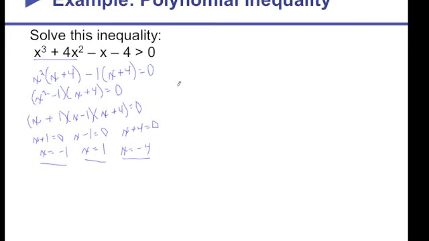Now I can do my sign diagram. So I do my number line, put these in order. Here's negative 4, here's negative 1, here's 1. And I've divided this into 1, 2, 3, 4 sections. Pick any number in this section. Say I pick negative 5.